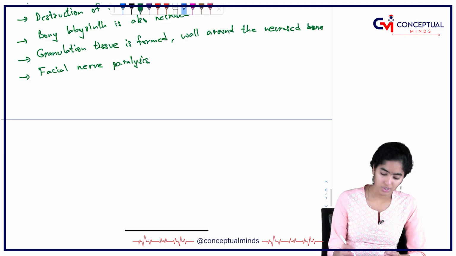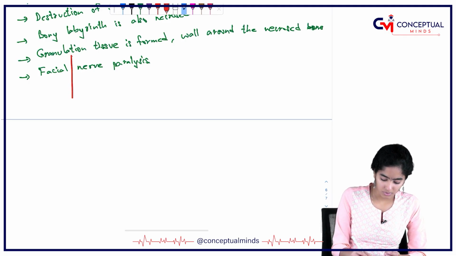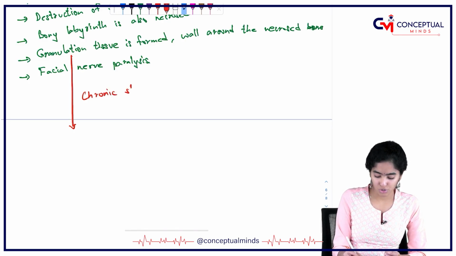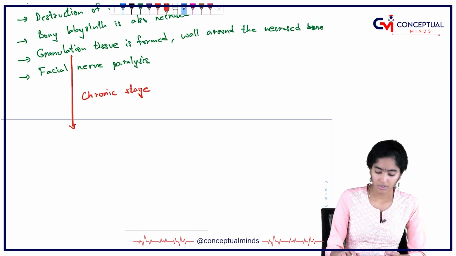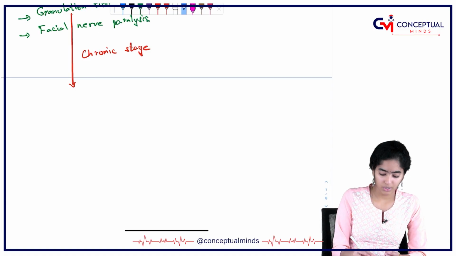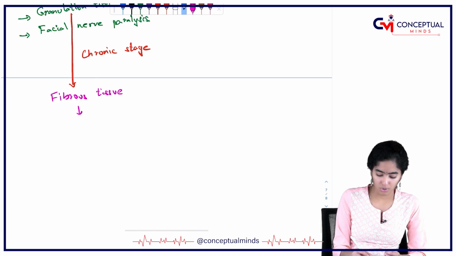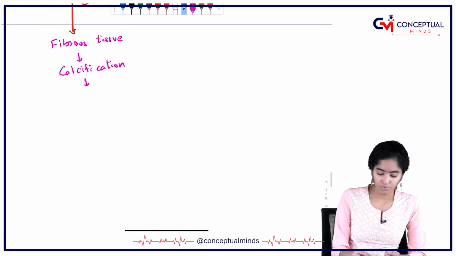So, the granulation tissue in the chronic stage will get converted to fibrous tissue, and this is followed by calcification and new bone formation.